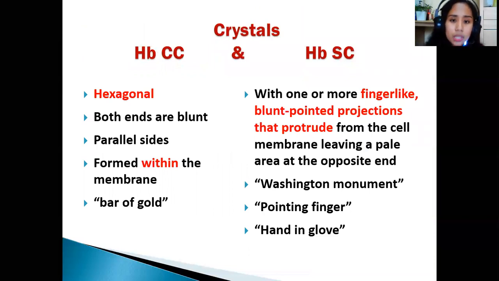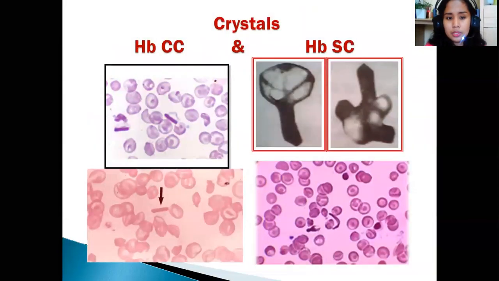What else? We have crystals. We have CC crystals or bar of gold. And SC crystal, yung Washington Monument or hand and glove. I think I discussed ko na to dati, di ba? So, ito yung CC crystals at ito yung HC crystals. So, Washington Monument or hand in glove.